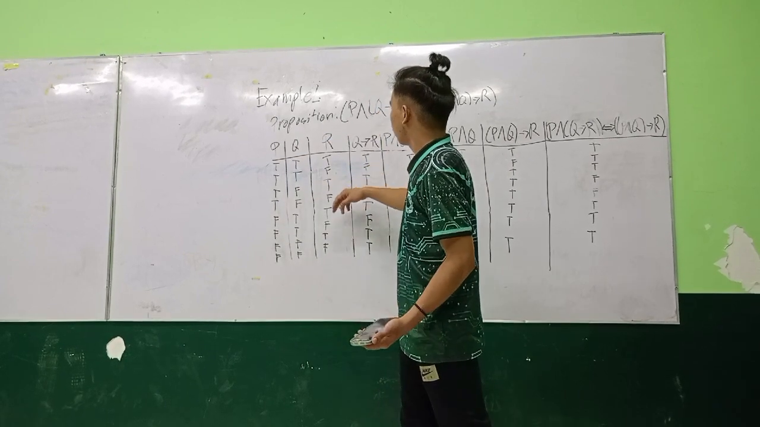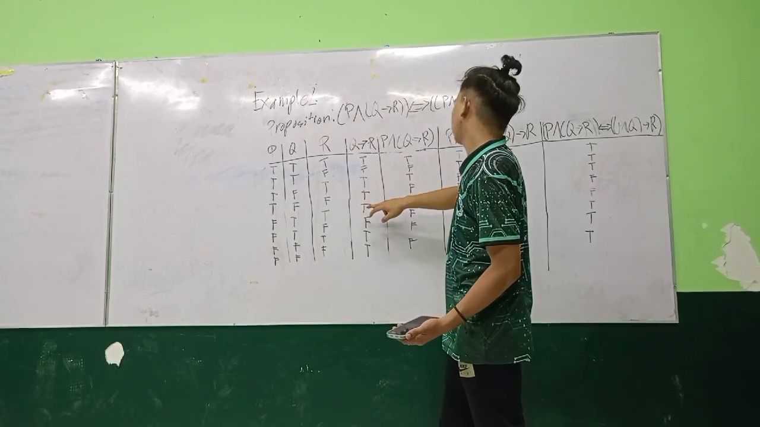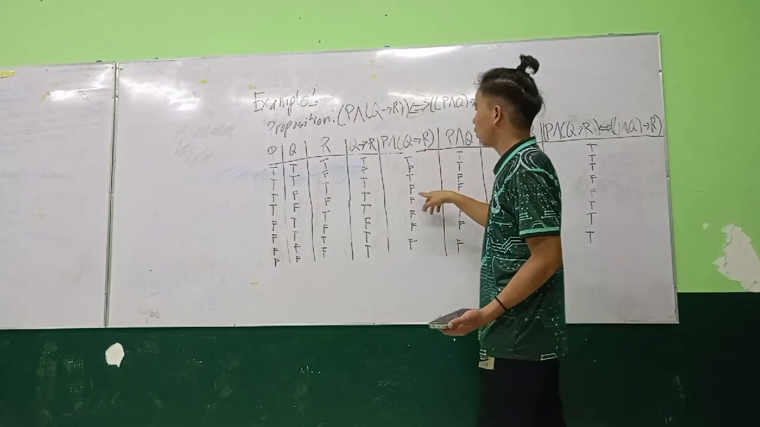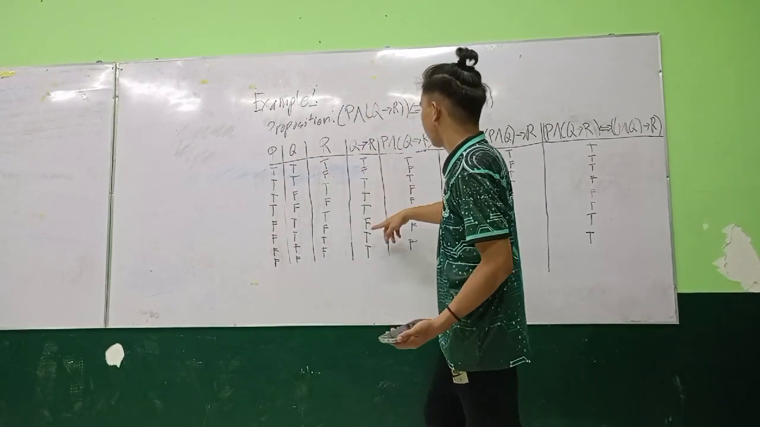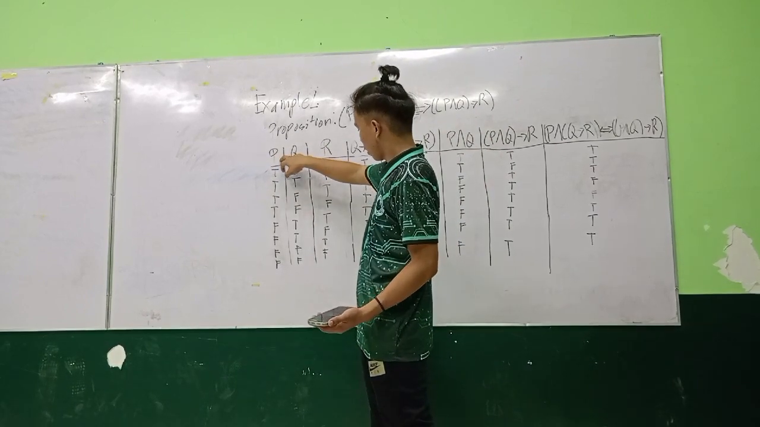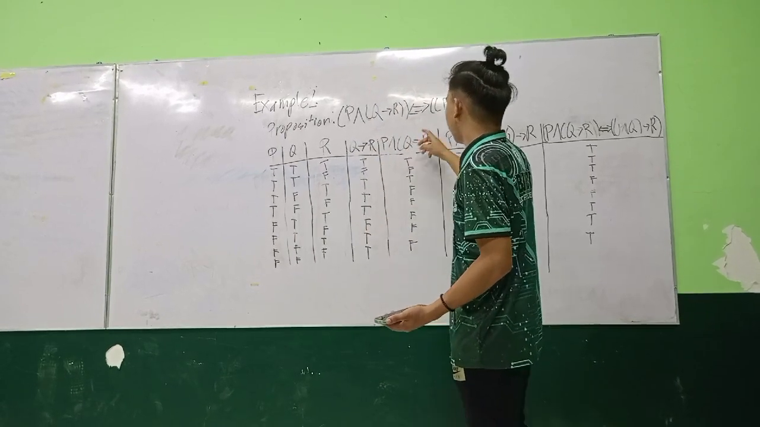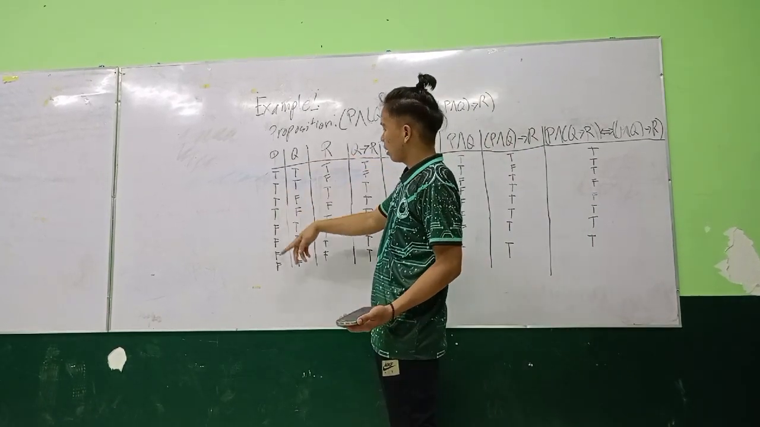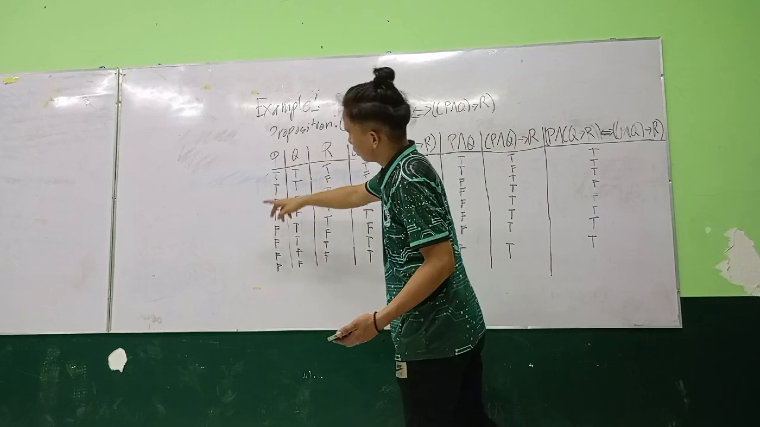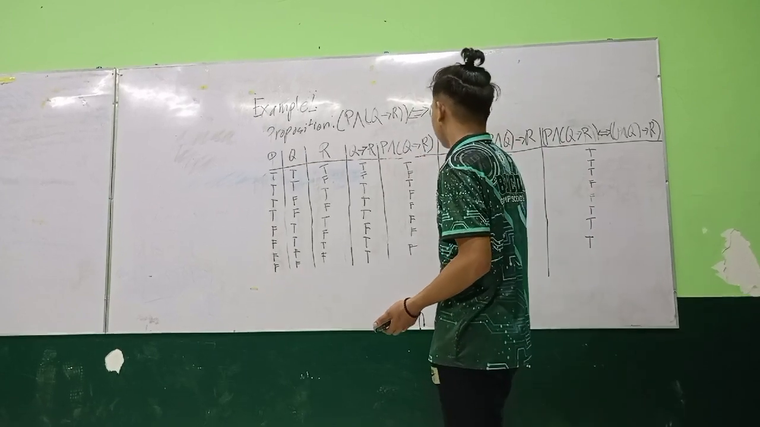P is true, R is false. P is true, Q implies R is true, P and Q implies R is false. P is false, Q implies R is true, P and Q implies R is false. Then P is false, Q implies R is false, P and Q implies R is false. P is false, Q implies R is true, P and Q implies R is false.